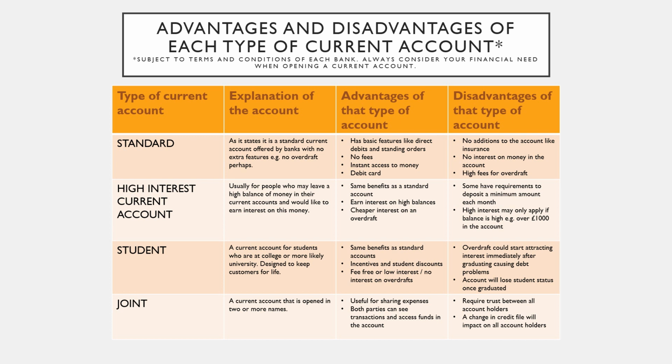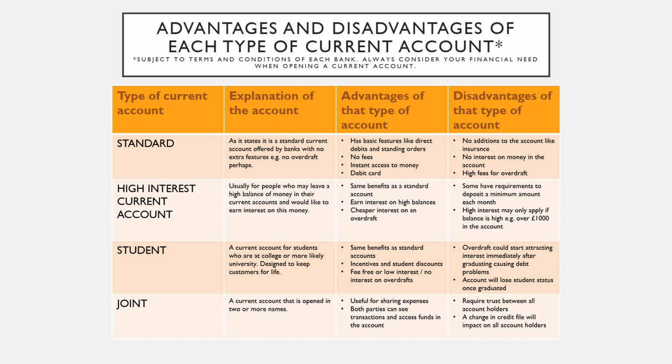Disadvantages of that type of account, well, there's no additions to the account, like having sort of travel insurance or mobile phone protection or something like that, because it's only standard, it's not a premium account. You won't get any interest on your money in the account, so even if you had £50,000 in your current account, you won't get a penny of interest from the bank because it doesn't pay it on this particular type of current account. And also, if you had an overdraft and you went into your overdraft, then the bank would likely charge you high fees for being in your overdraft. So there you go. So that's the explanation and advantages and disadvantages of a standard account.